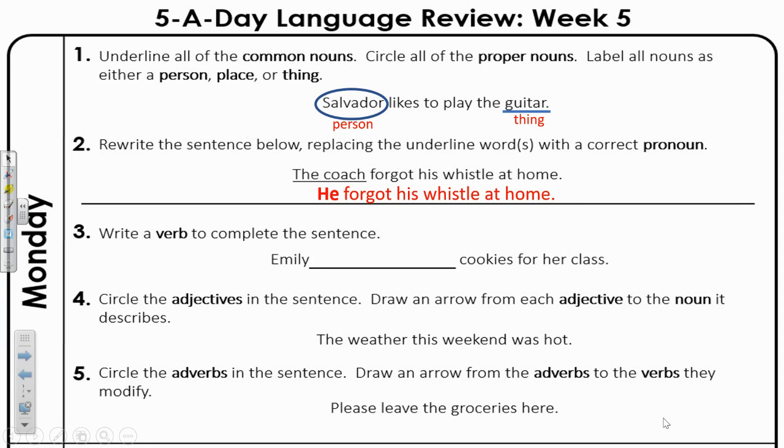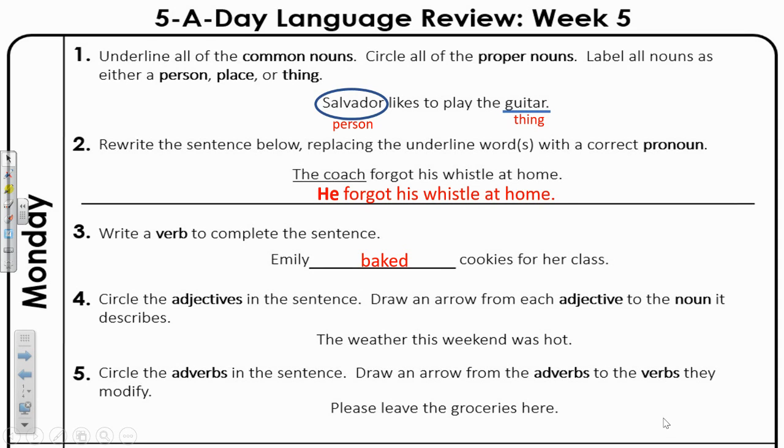Number 3. Write a verb to complete the sentence. Emily blank cookies for her class. The action that comes to my mind first here is the verb bake, but I want to use the past tense, so I said Emily baked cookies for her class. You could say Emily bakes cookies for her class. You could say Emily will bake cookies for her class if you want to use the future tense, but I went with the past tense there.